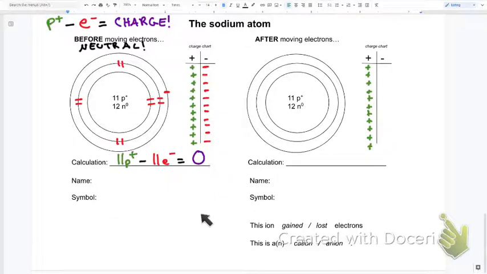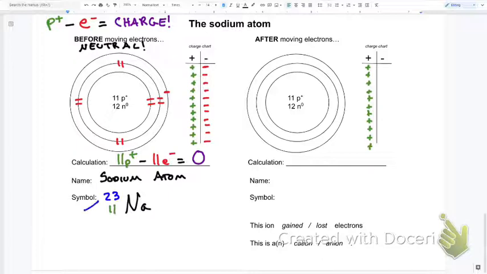Yay. So what is the name of this then? Well, we didn't change anything about it. It's not an isotope, so the name of this is the sodium atom. The symbol is going to be pretty much what we've learned in isotopes. We're going to have our mass number on top, our atomic number on the bottom, followed by the symbol for sodium.